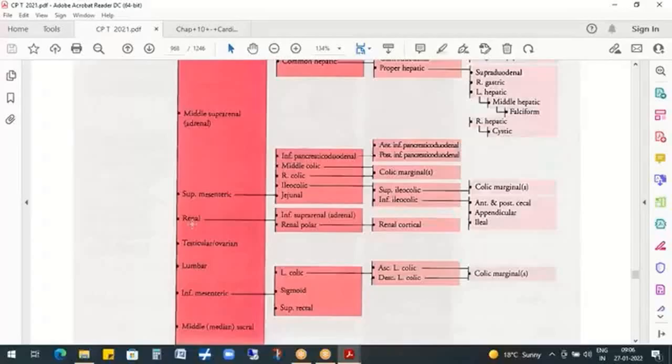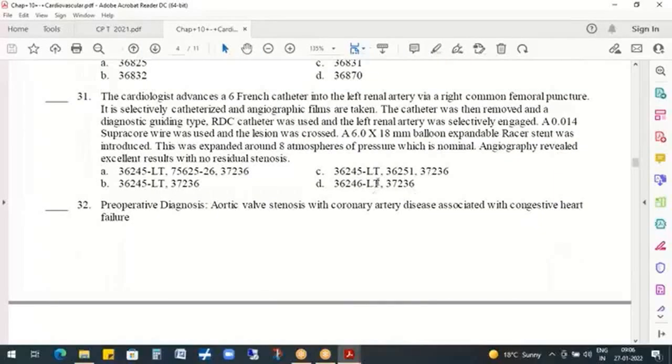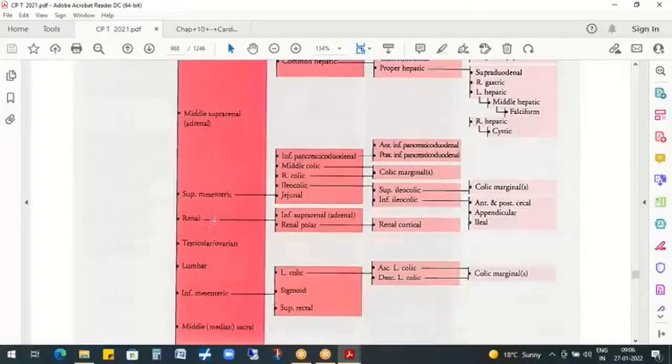Can you see renal in the first order itself? Yes, sir. If you see from the common femoral to reach the renal, the renal is in the first order itself. You cannot find it in the second order. Now, first order, what is the code?